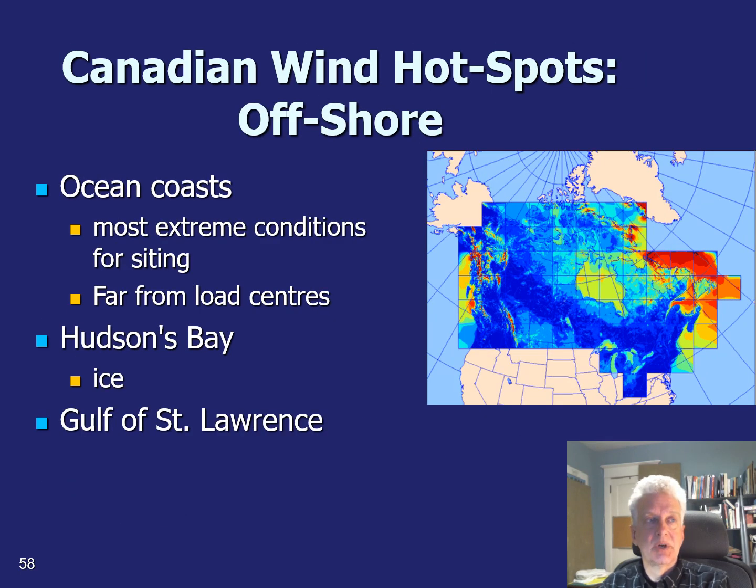And if you look offshore, the ocean coasts of Canada show from this model ridiculously high levels of winds. These are most extreme conditions for siting. You deal with very high ocean waves and the potential for ice. They're also really far, most of them from load centers, with exception of maybe near the end of Vancouver Island. Looking at Hudson's Bay, that's a really, really nice windy area, but it ices over for a quite substantial season of the year. Then there's the Gulf of St. Lawrence, where you're again looking at a lot closer to load there.